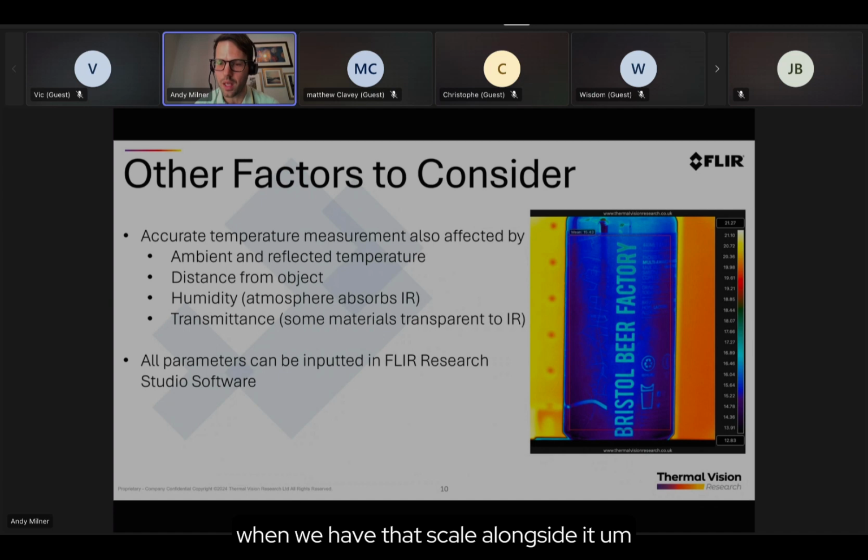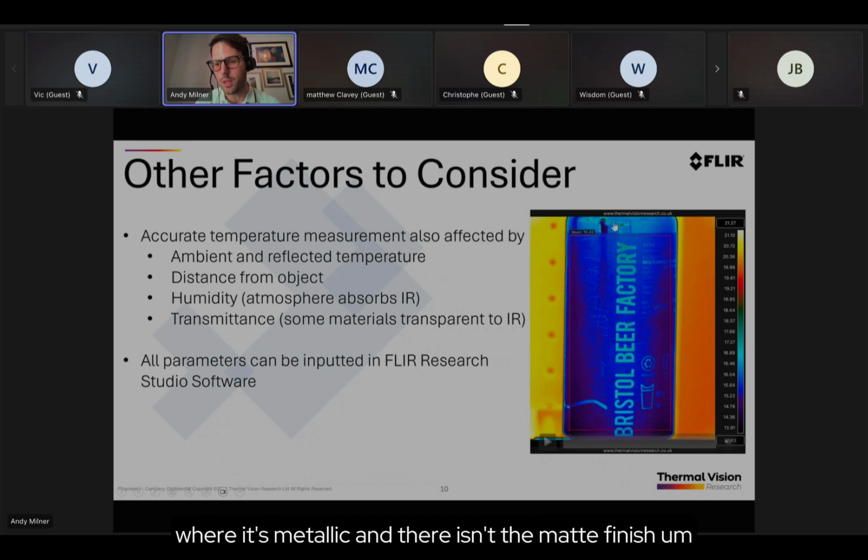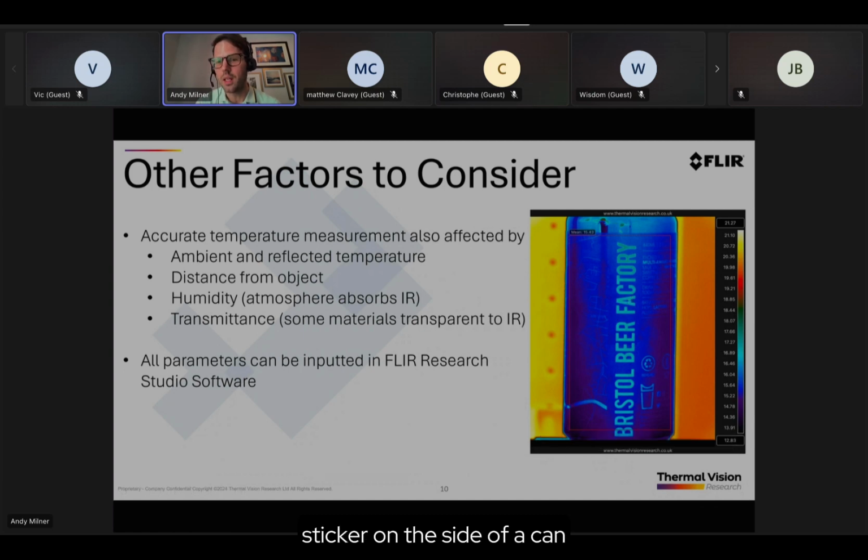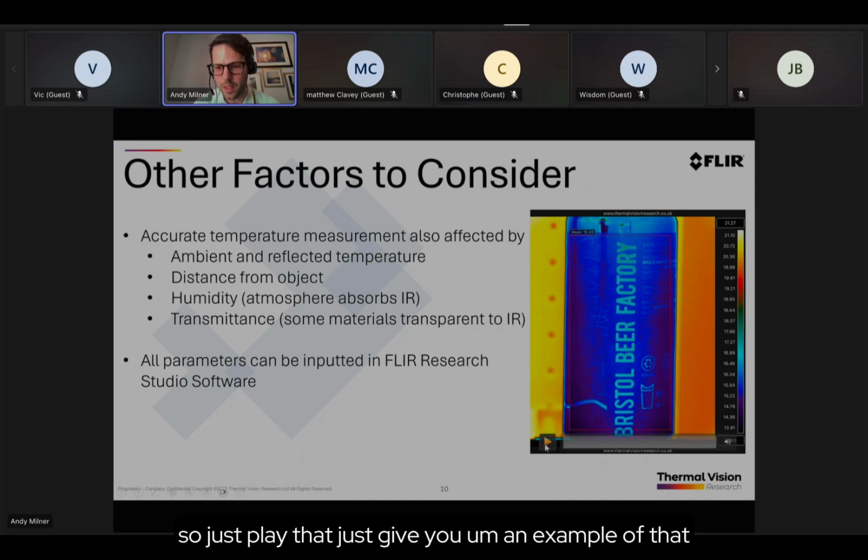but we see it as a change in temperature when we have that scale alongside it. When I play the video, I'm not sure it'll come across over Teams. It might be a little bit low frame rate, but at the top you will see the reflection, which is my hand spraying a cooling can, and you will see myself reflected just in the top of the can where it's metallic and there isn't the matte finish sticker on the side of a can. So myself being a hot object will reflect off an IR reflective object as well.